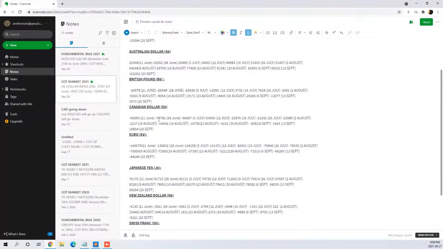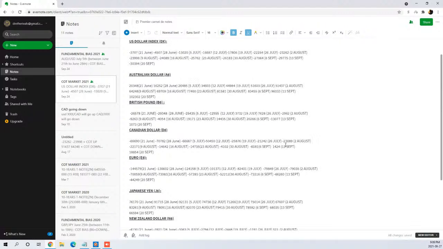Secondly, you have CAD. CAD for the week of the 13th, you have 1,424 in commercial contracts, and then on the 20th, 18,854. So that's a big difference of almost 17,000 in contracts. Since it's going up in value, this is bigger than this, we're looking to do the opposite. We're looking to sell the Canadian dollar for the week.